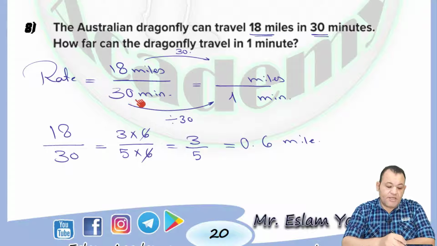So to find the unit rate, we need to make the denominator equal 1. 30 becomes 1 only if you divide by 30. So you need to divide 18 by 30. If you need to simplify it, you will find that 18 is equal to 3 multiplied by 6.